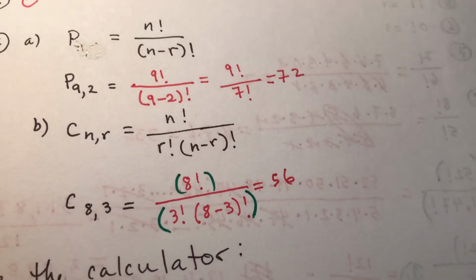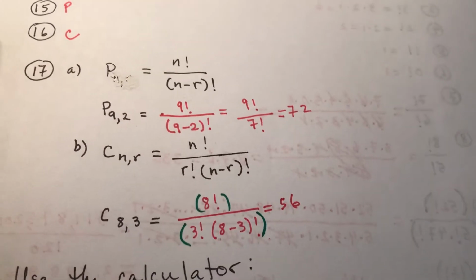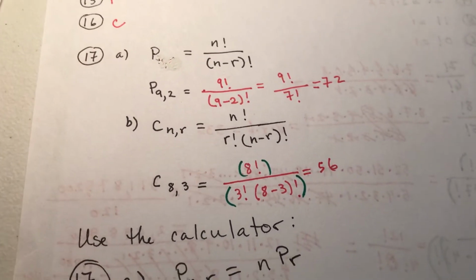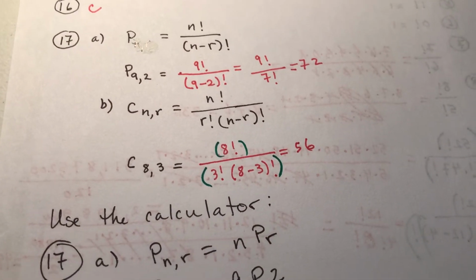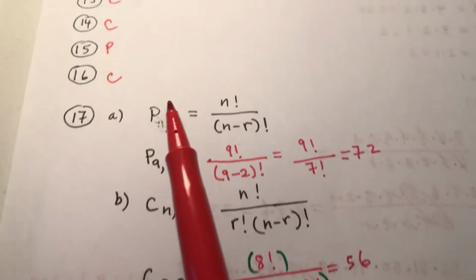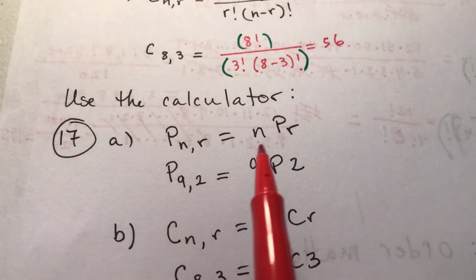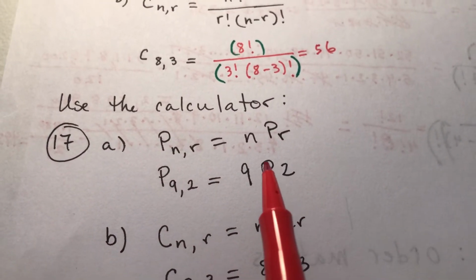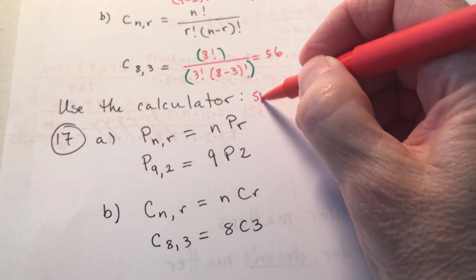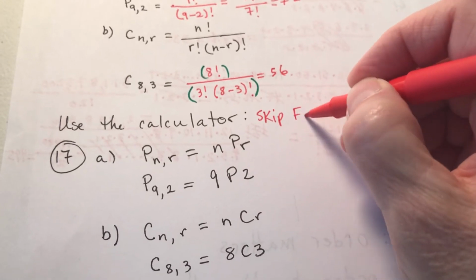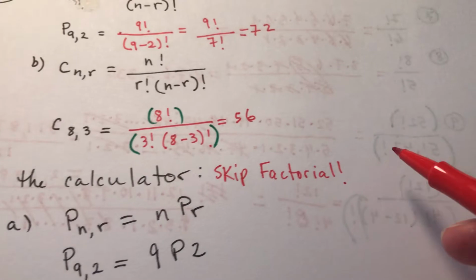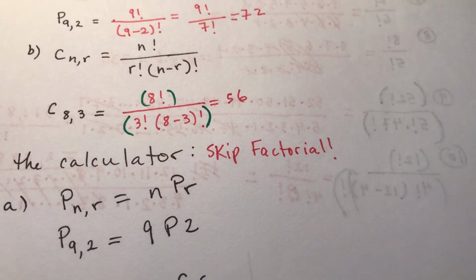So this is 56. All right, now I have one more shortcut. You can use the calculator without any of these factorials to find what we just did above. I'm going to show you how to do this to skip all the factorials. Ooh, look, exclamation point, pardon the pun.